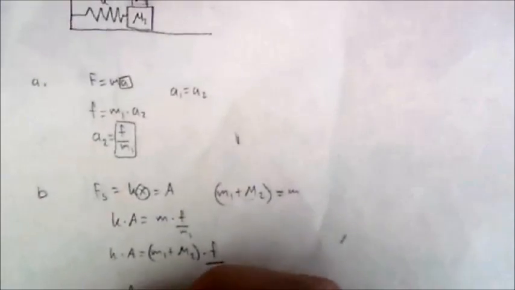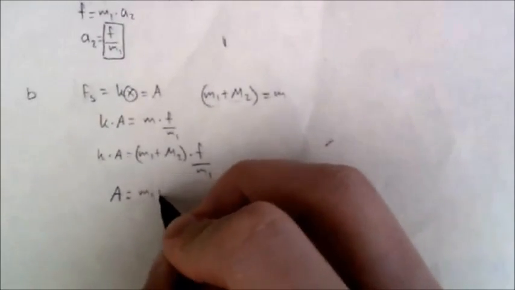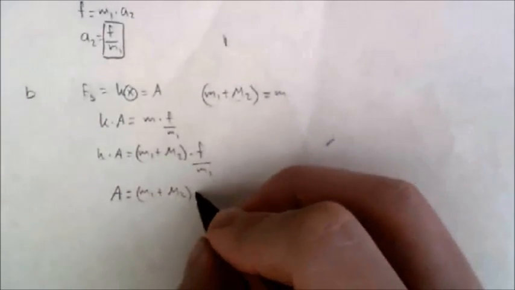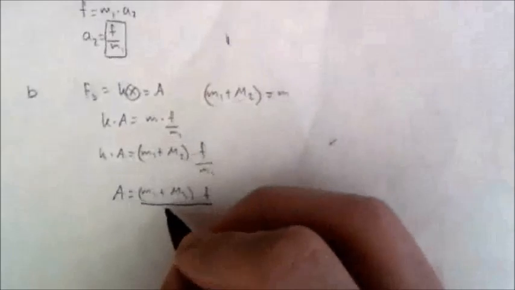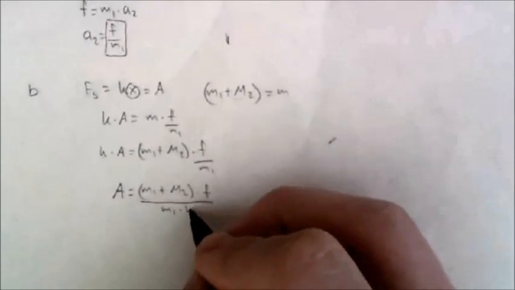And then you move the k over here, and you get the amplitude is equal to quantity mass 1 plus mass 2 times F, force of friction, all over mass 1 times the spring constant. There you go.